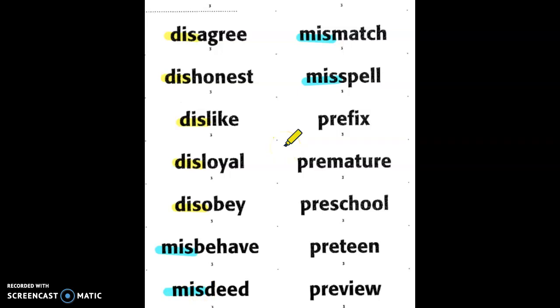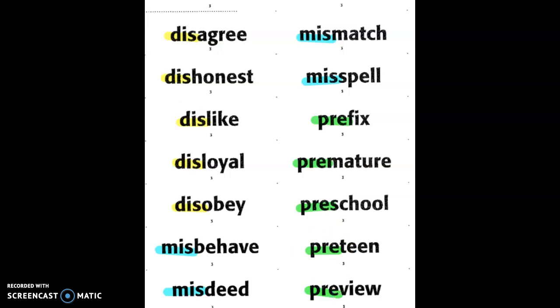Last, we're going to use our green highlighter to mark words with the prefix pre. Prefix, premature, preschool, preteen, and preview.